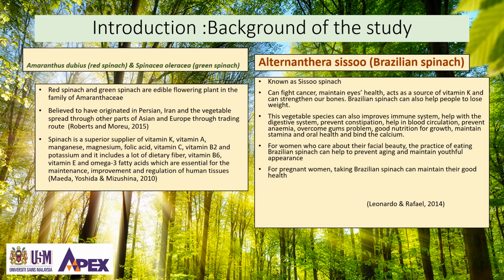Now we move to the background of the study. There are many types of spinach, but only 3 types of spinach are used in this study. First is red spinach, which is also known as Amaranthus tuberose, green spinach, which is also known as Spinacia oleracea, and Brazilian spinach, which is also known as Alternanthera schizo. Brazilian spinach, also known as schizo spinach. This is the newest type of spinach and there is no study that has been done on this spinach.